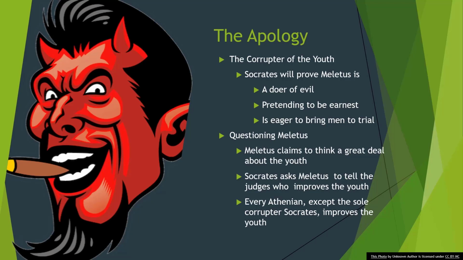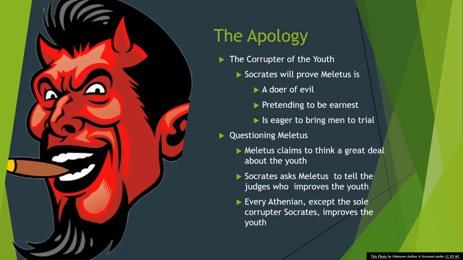Surely Meletus would know, since he took such effort, so many pains to discover the corrupter of the youth. Initially, Meletus is silent, saying nothing. And Socrates, to goad him a bit, claims that this proves that what he's saying is true, that Meletus really doesn't care. So forced to speak, Meletus claims that the judges, all of them, can instruct and improve the youth.